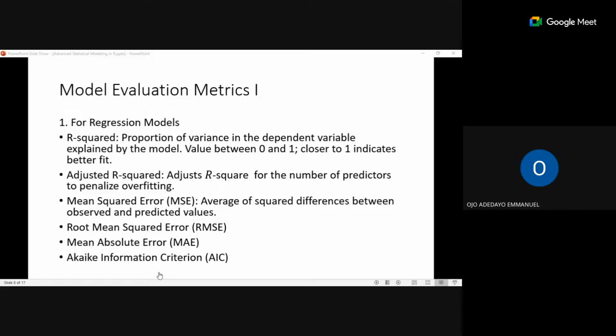Now, the metrics, or the model evaluation, is very, very important. For every model that you build, you have to evaluate it. If you don't evaluate it, you cannot deploy it.